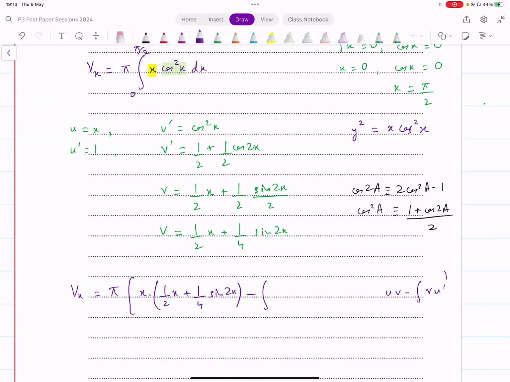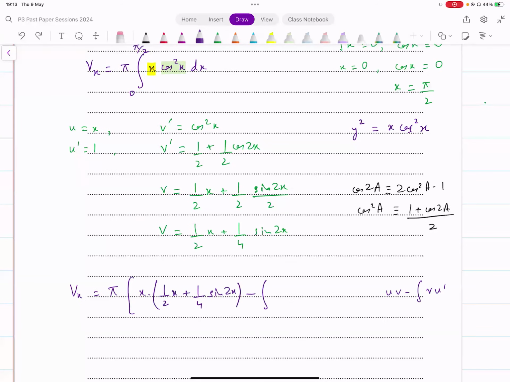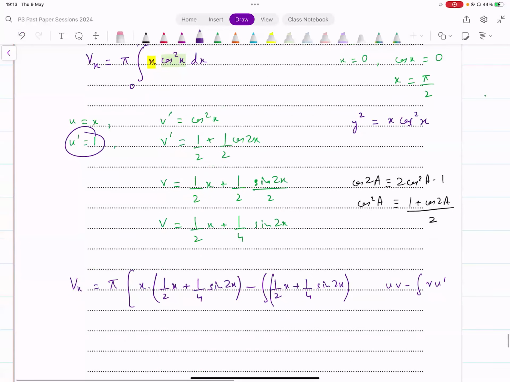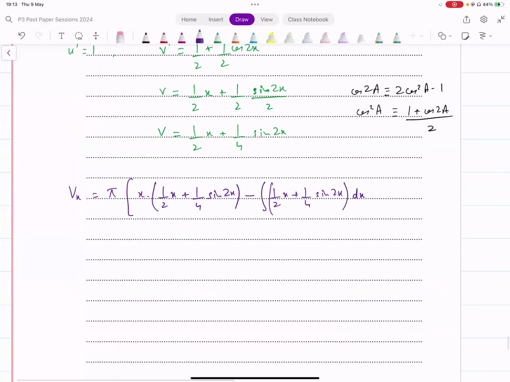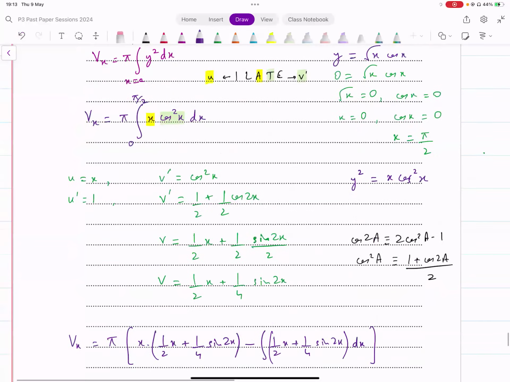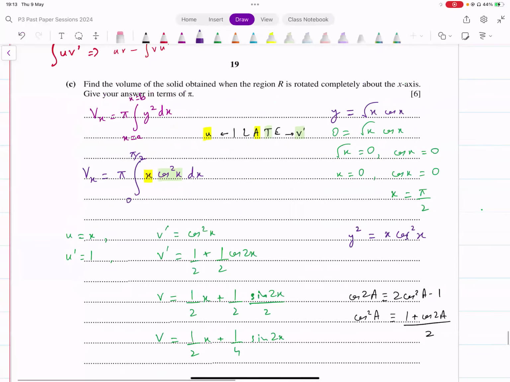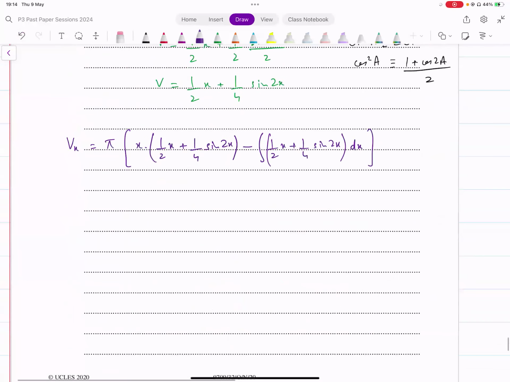Minus integration of vu dash. v as it is, which is 1 over 2x plus 1 over 4 into sine of 2x, integration of this, into u dash. What's u dash? u dash is just 1. So that's just 1 into dx. Now we need to integrate this thing. And this whole thing is, of course, multiplied by pi outside. Limits are from 0 to pi over 2.